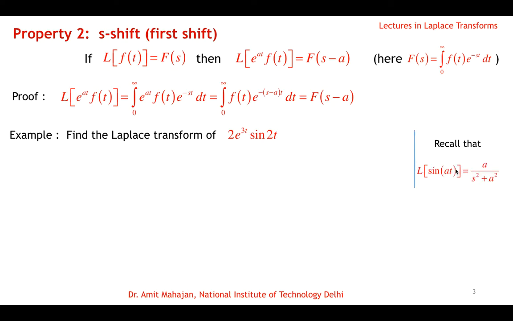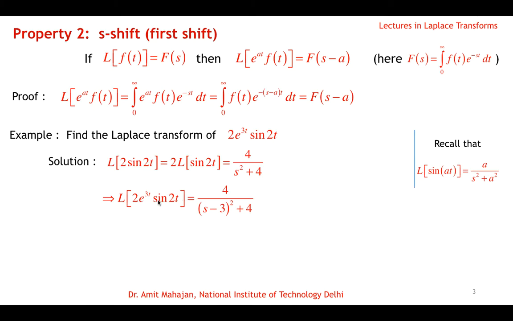We know the Laplace of sine function, sine at, is a over s square plus a square. So Laplace of 2 sine 2t, by linearity 2 goes outside, and Laplace of sine 2t will be 2 over s square plus 4. So 2 into 2 is 4, so 4 over s square plus 4. And then multiplying with this exponential, the Laplace of this whole function will have s shifted to s minus 3, so we get s minus 3 in the denominator. This function is my F(s), the Laplace of f(t), and multiplying by the exponential means F(s) will become F(s minus 3).